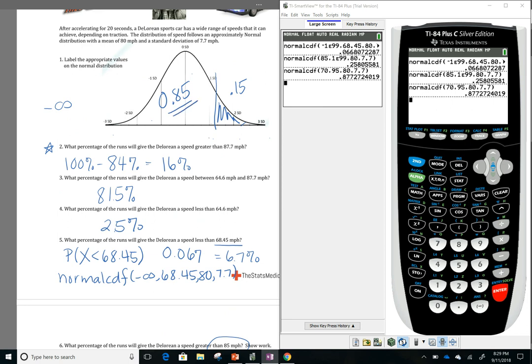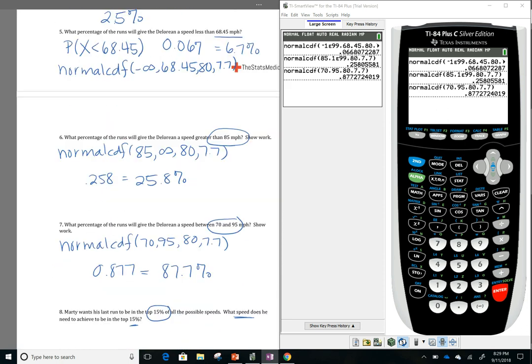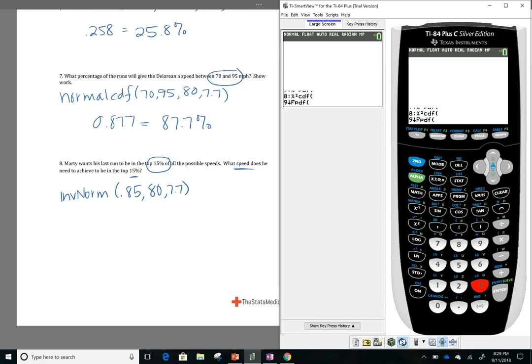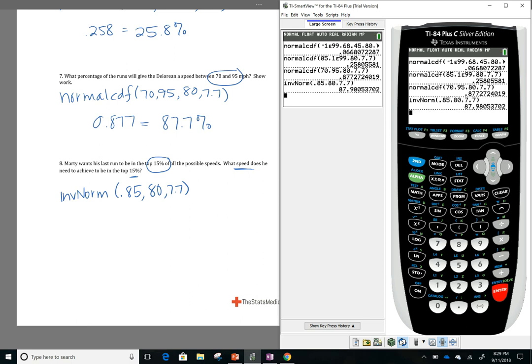And in our charts and with our calculator, when we go inverse norm to find a z-score, we have to use the percentage from the left side. So what I'm going to do is an inverse norm of the area, 0.85, with a mean of 80 and a standard deviation of 7.7. So go back into my vars, inverse norm, 0.85, with a mean of 80 and a standard deviation of 7.7. And my value would need to be at 87.98 miles per hour.